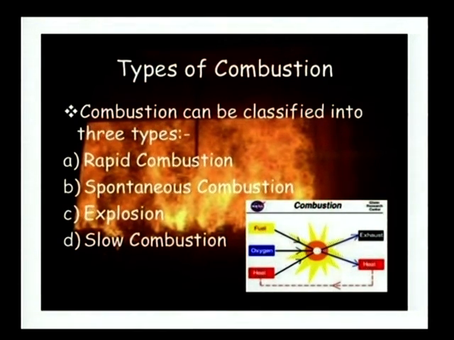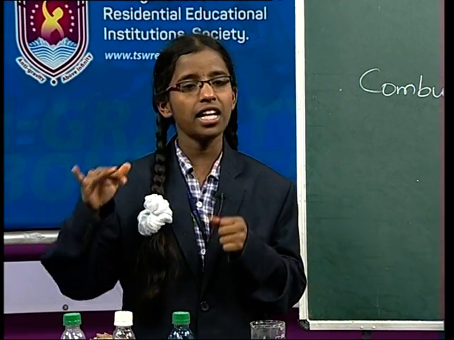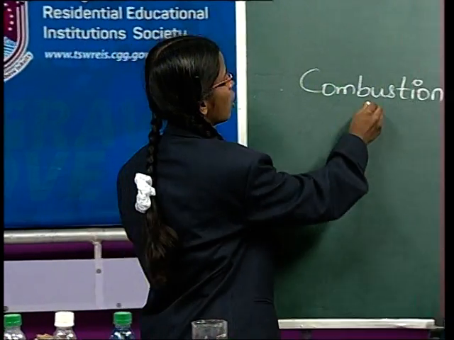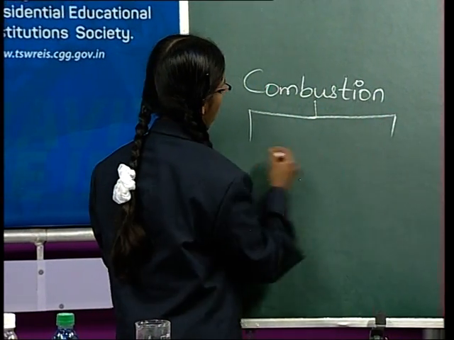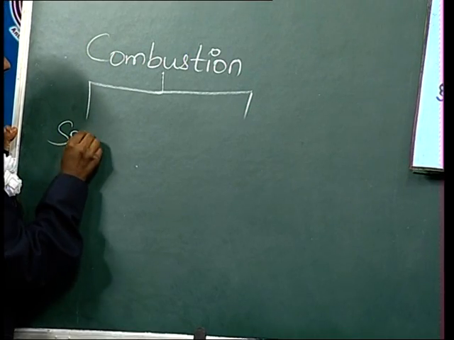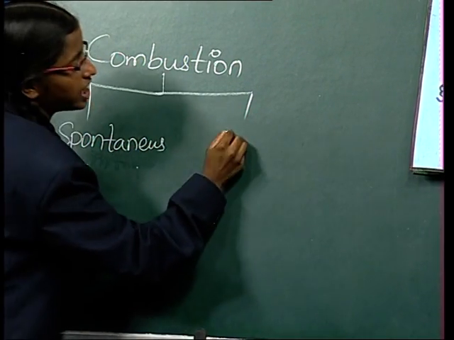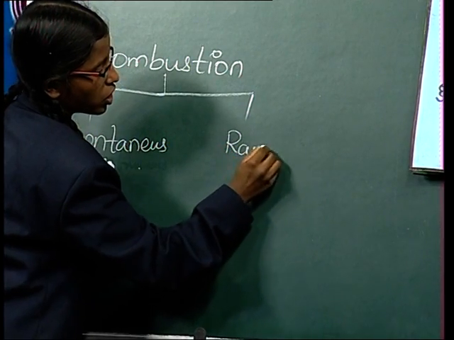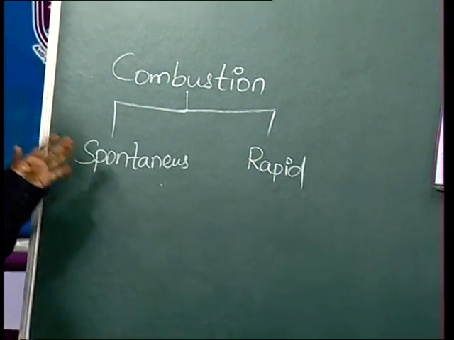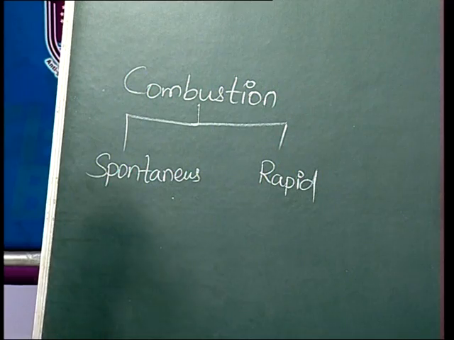Friends, there are 4 types of combustion, but in our syllabus we have 2 types. They are spontaneous combustion and rapid combustion. So, I am saying that combustion is divided into 2 types: one is spontaneous combustion and another one is rapid combustion.